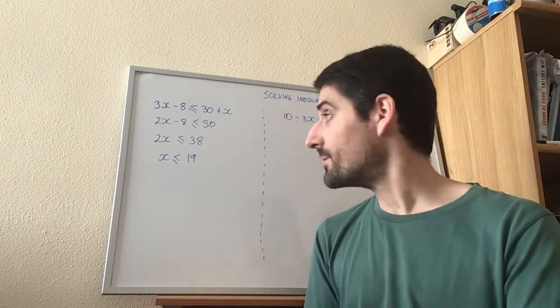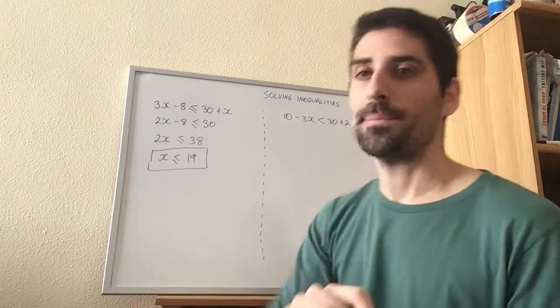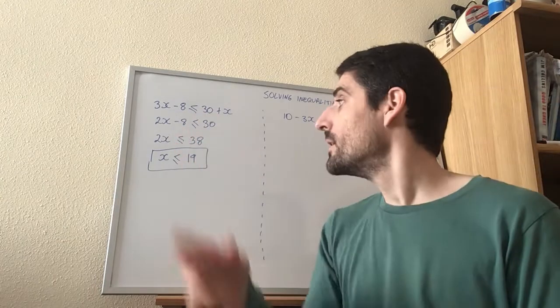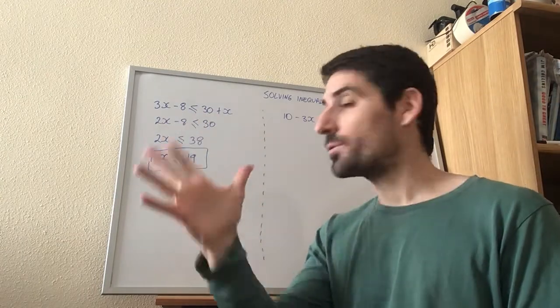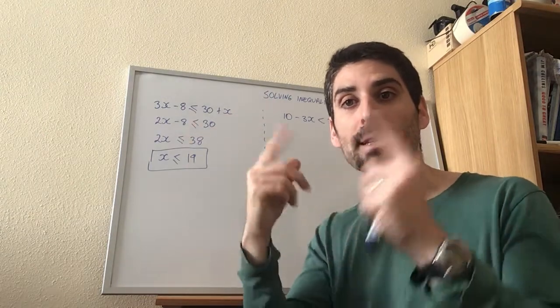That's your answer. Leave it. Just beautiful. Put it in a box. Nice and neat. You don't have to put it in a box in the exam, but you can. It's optional. The box doesn't matter. So x is less than or equal to 19. So long as it's less than or equal to 19, you're sorted. Done.